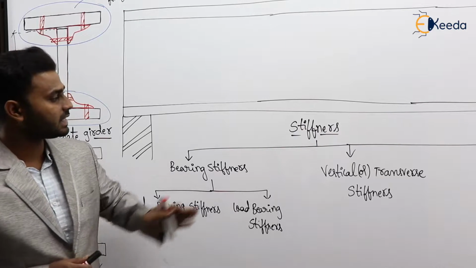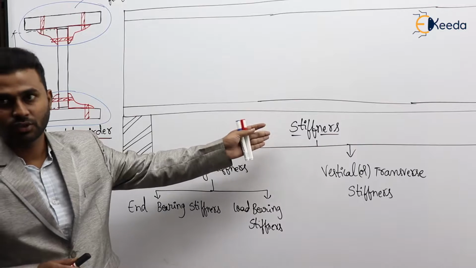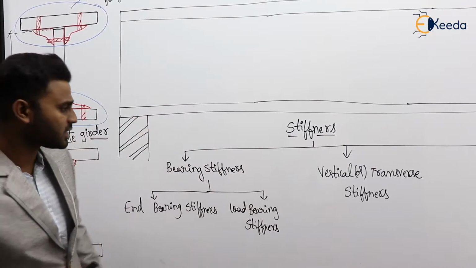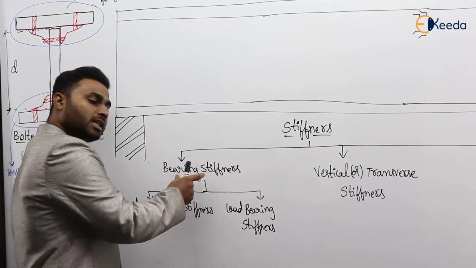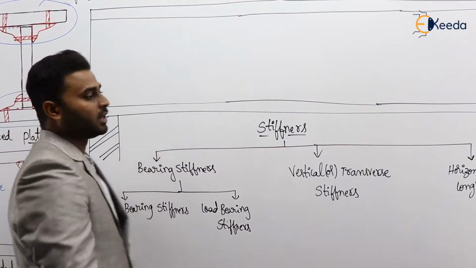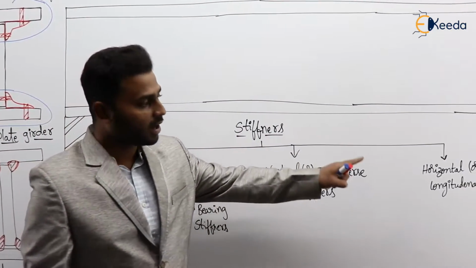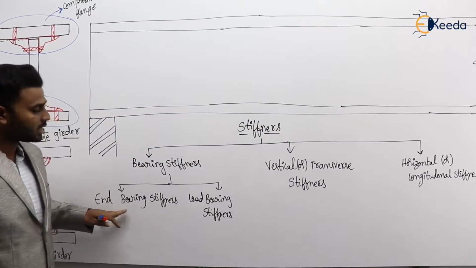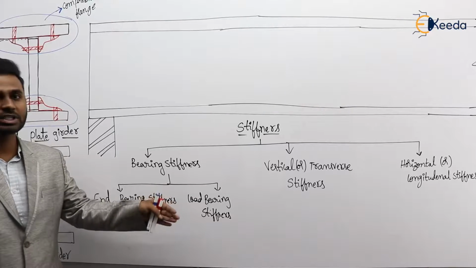Okay, so as we discussed the types of stiffeners. If you look into the types of stiffeners, stiffeners are basically of three types. That is bearing stiffener, vertical or transverse stiffener, horizontal or longitudinal stiffener, and again bearing stiffeners are of two types, end bearing stiffener and load bearing stiffener. Of course, this we have discussed.